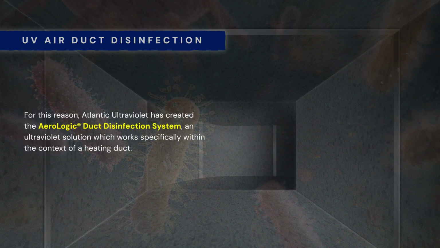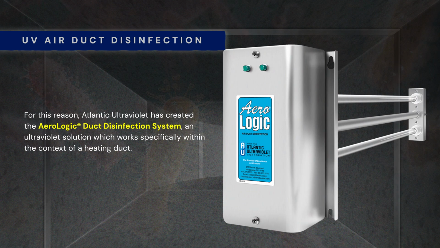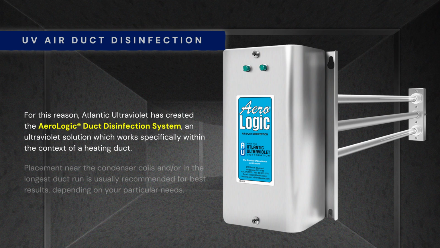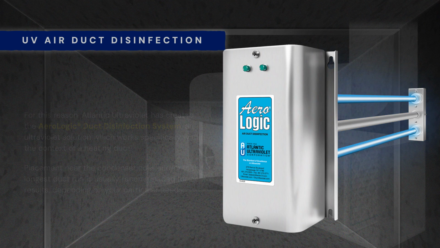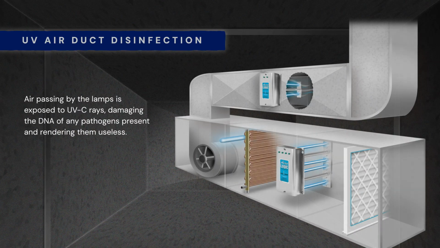For this reason, Atlantic Ultraviolet has created the Aerologic Duct Disinfection System, an ultraviolet solution which works specifically within the context of a heating duct. Placement near the condenser coils and/or in the longest duct run is usually recommended for best results, depending on your particular needs. Air passing by the lamps is exposed to UVC rays, damaging the DNA of any pathogens present and rendering them useless.